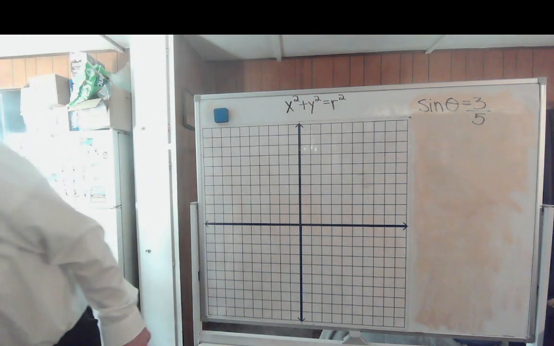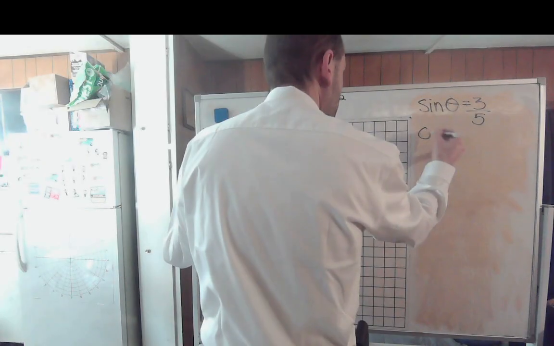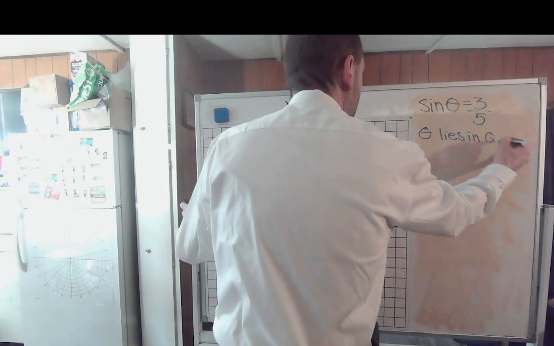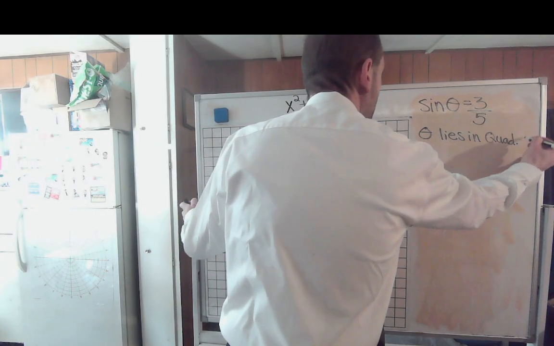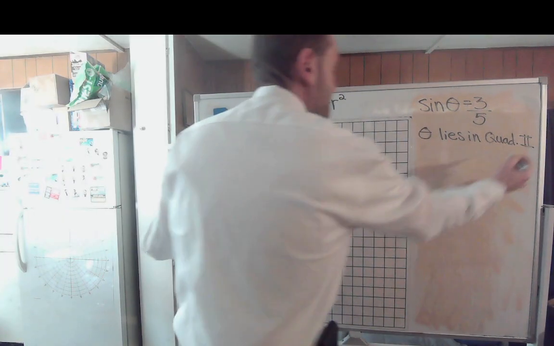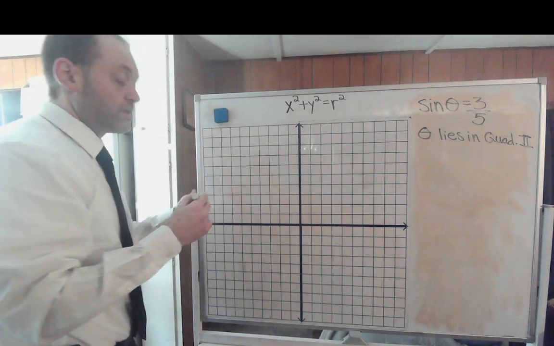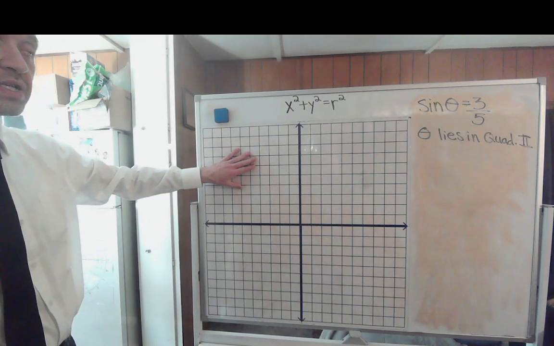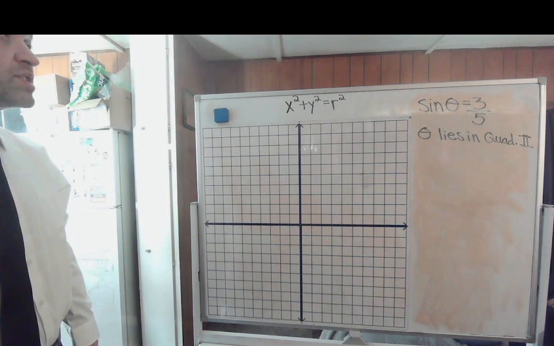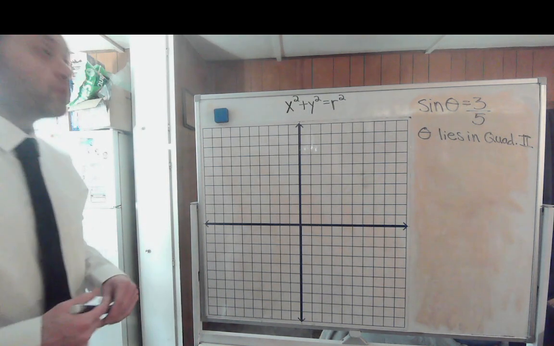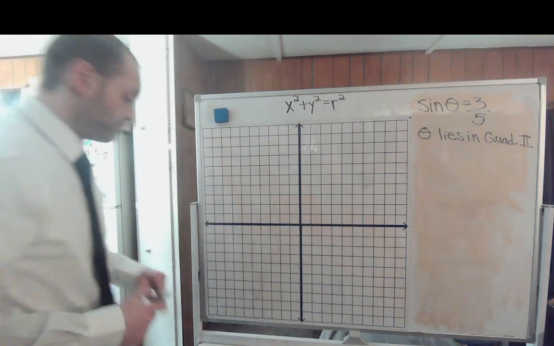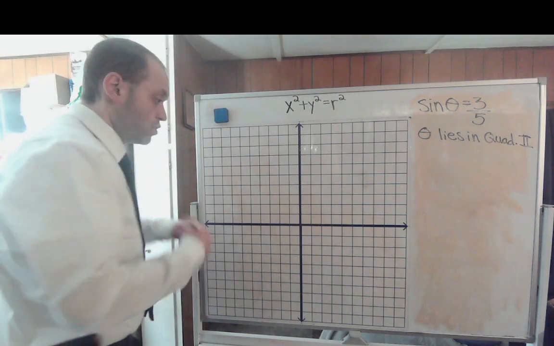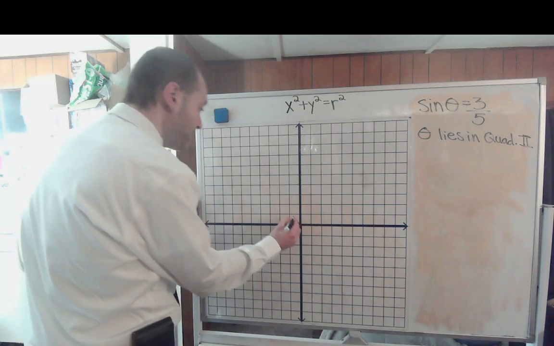And then they tell you that theta lies in Quadrant 2. So this is an angle in the second quadrant, and your sine's positive, which makes sense. Your sine is positive in the second quadrant. So that means we want to draw such an angle. If it's in the second quadrant, then we can draw some angle theta.